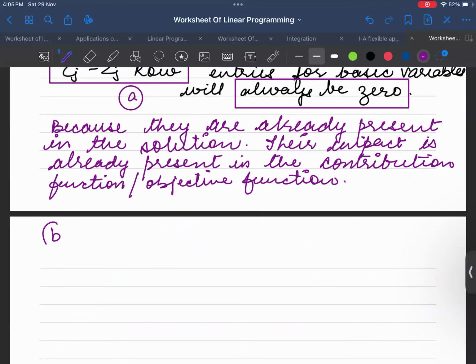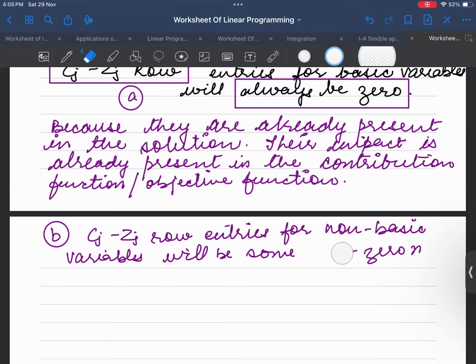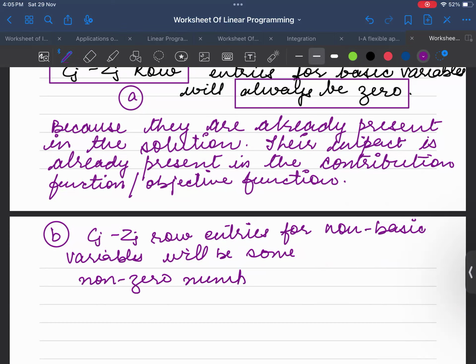Now the B part to understand. Cj minus Zj row entries for the non-basic variables will be some non-zero number. It will not be 0, it can be anything, but it would be a non-zero number.